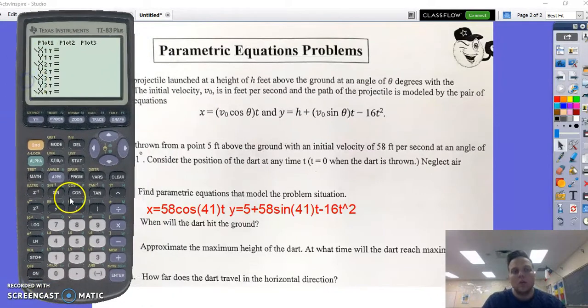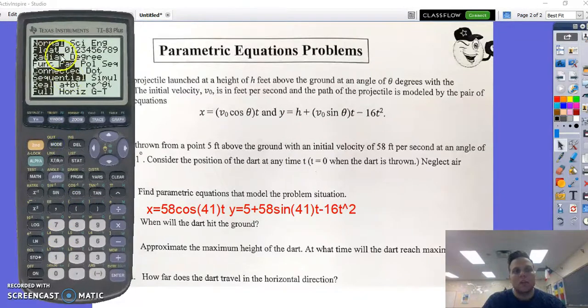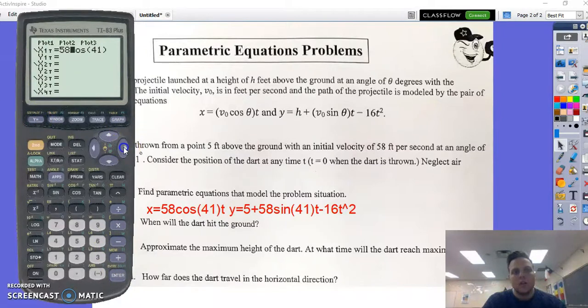So let's type in our 2 equations. 58 cosine 41. Now, we also need to stop real fast, double check our mode, make sure we're in degree mode. Nope, we're in radian mode. So we need to go change it to degree mode. Click y equals again. 58 cosine 41, and times t. T can be found by this button right here, right underneath the word link in yellow.